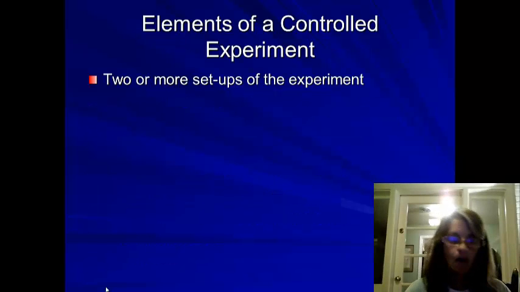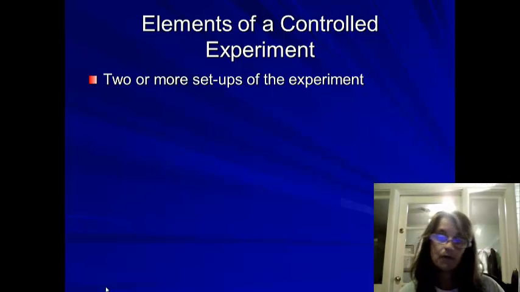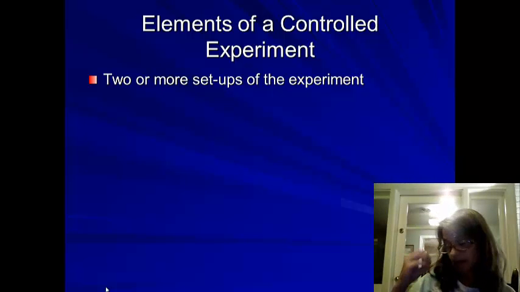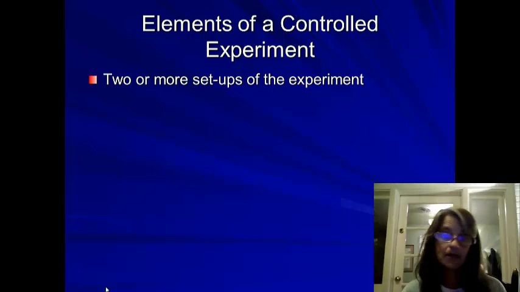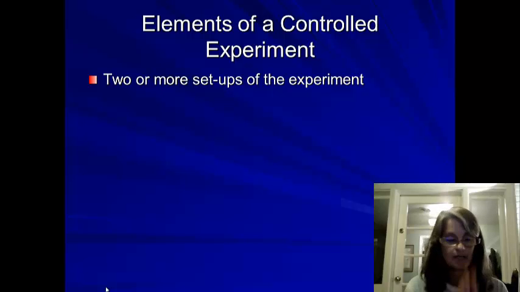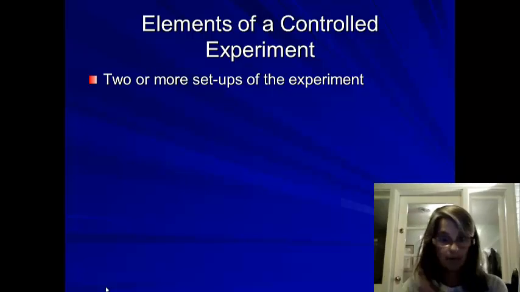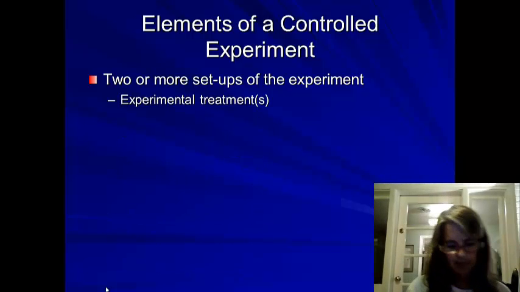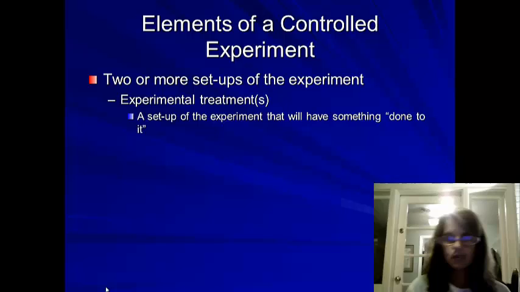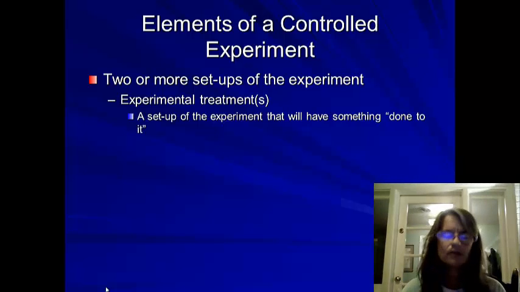So, a controlled experiment is designed to test a hypothesis, and the elements of this experiment are at least 2 setups of the experiment. For example, if I want to test if different colors of light have an effect on plant growth, then I would need at least 2 setups. I would need a control setup and some experimental setup, okay? So I would need an experimental treatment, which is a setup of the experiment that is going to have something weird done to it.